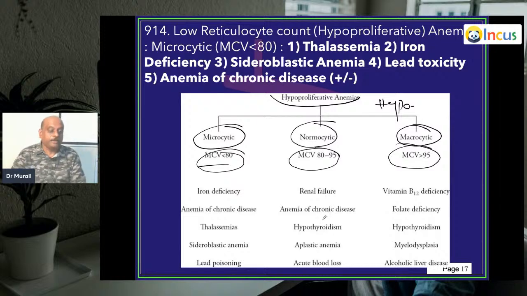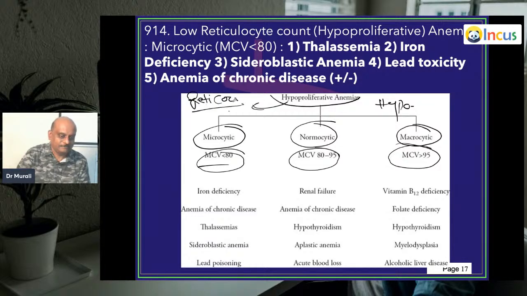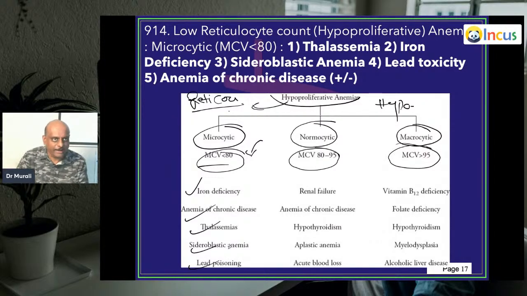Right? Now, one of the favorite questions of the examiner is, first of all, how do you know it is a hypoproliferative anemia? Any patient who has anemia with a low reti count is a hypoproliferative anemia. So where do you find hypoproliferative anemia with a microcytic picture? Iron deficiency, the classical example. Anemia of chronic disease, thalassemia, sideroblastic anemia, lead poisoning. In all these, the reti count will be low, and there is a microcytic anemia.